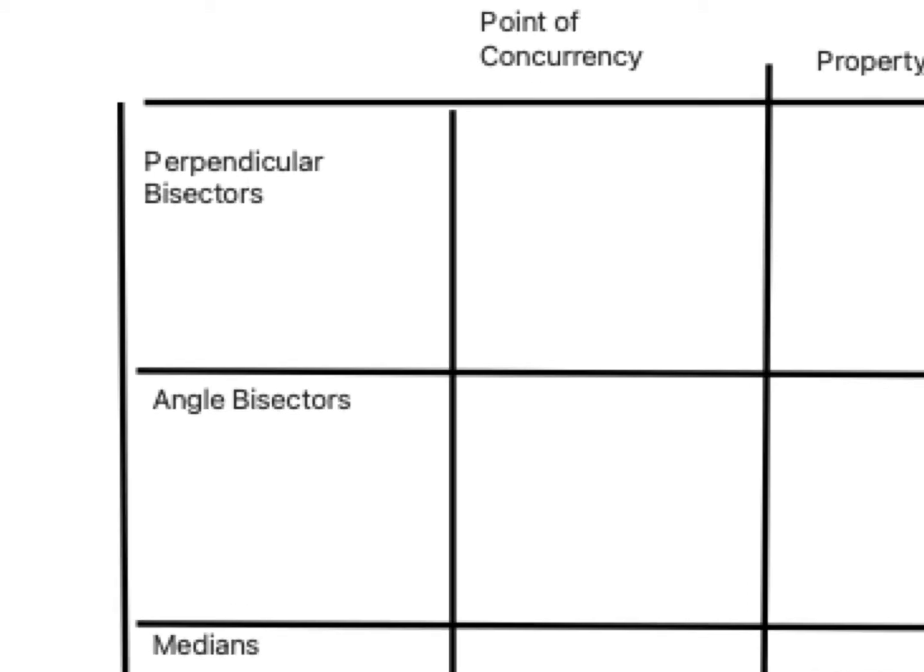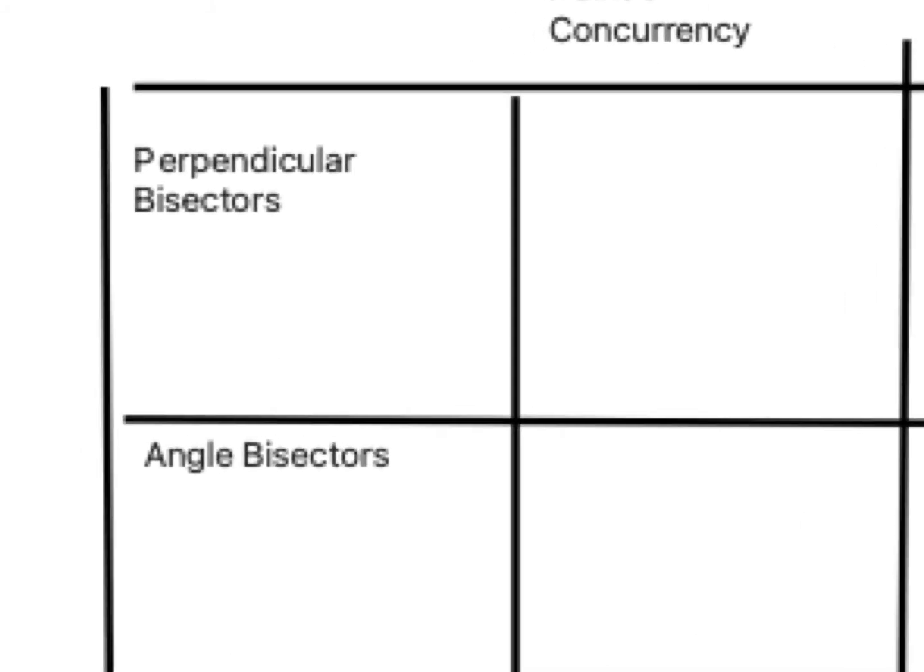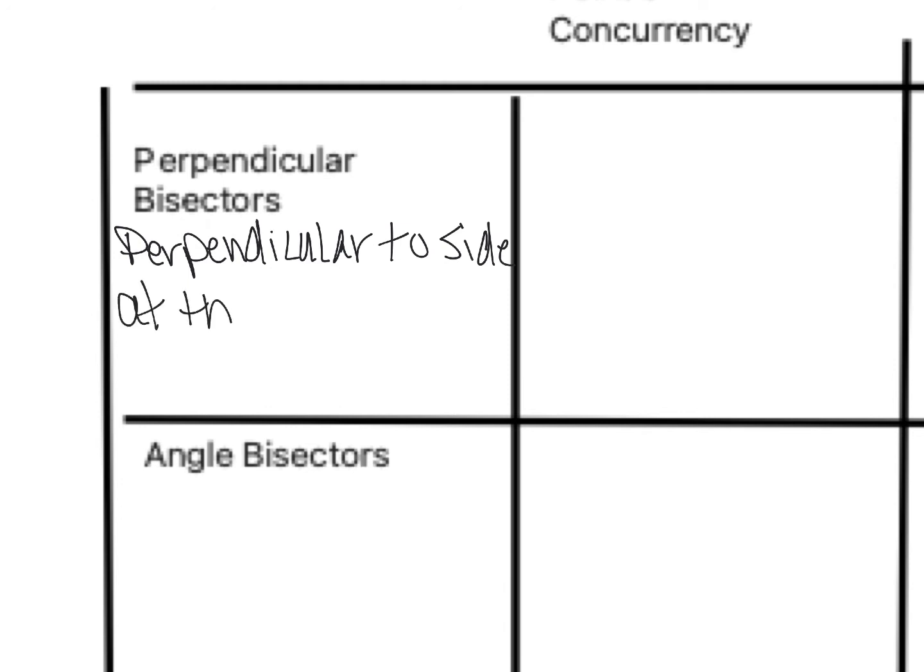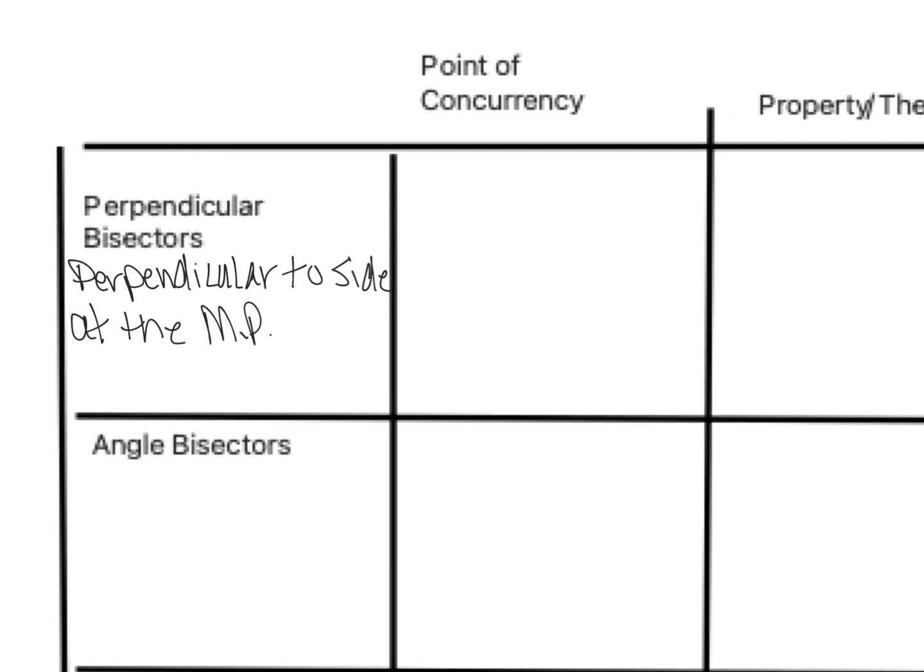So if we start with perpendicular bisectors, remember that the perpendicular bisector is perpendicular to a side of the triangle, and specifically at the midpoint. I'm going to do a little abbreviating here, okay? MP for midpoint. The point of concurrency is called the circumcenter.